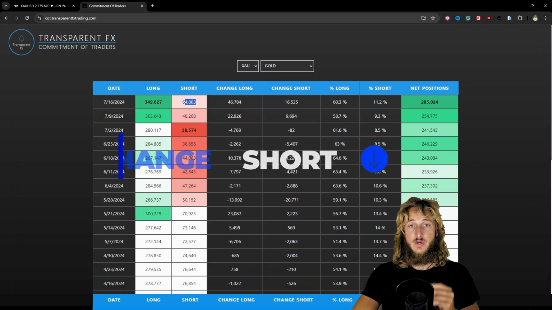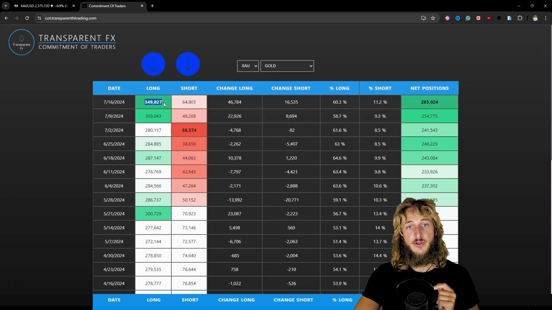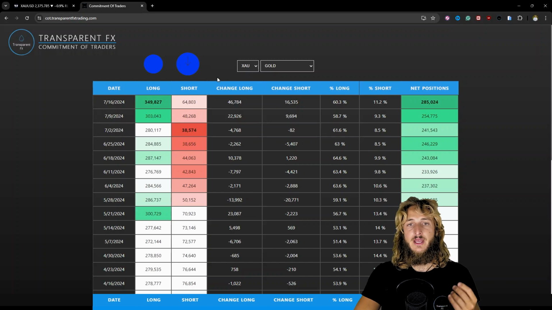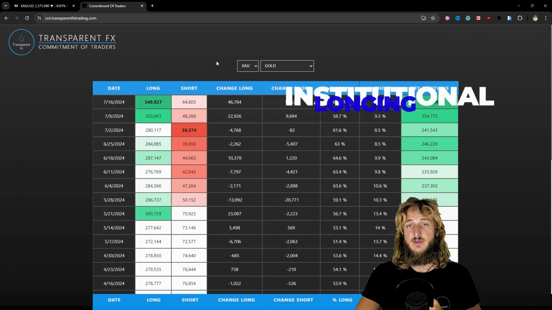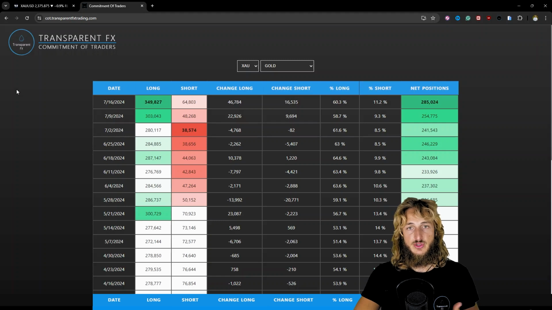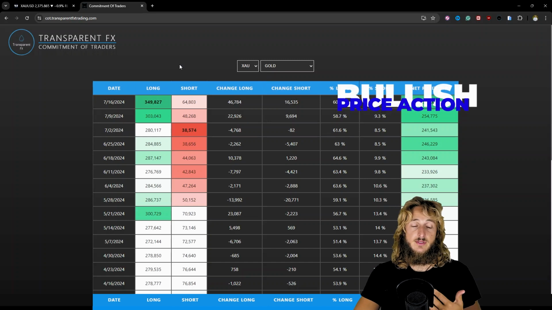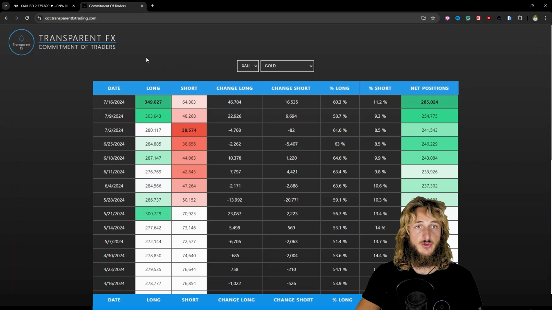So currently we're sitting with institutions having 349k longs compared to only 64k shorts, meaning that institutions are expecting even more potential bullish development for gold as they continue to be positioned aggressively to the bullish side. So unless we start to see a massive decrease of net positions, the fundamentals for gold seem to be still bullish, and gold still seems to be quite strong from an institutional perspective. So let's keep this in mind and move back to the technical aspect of this market.